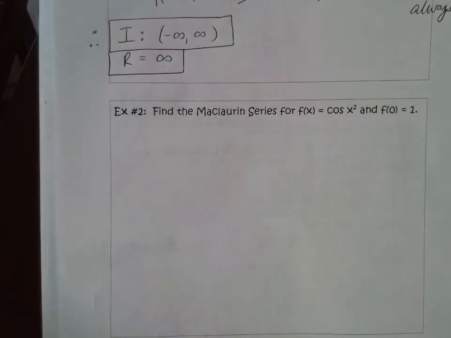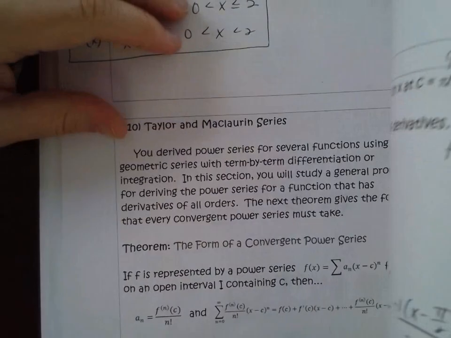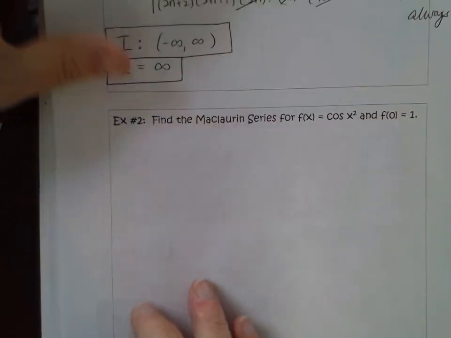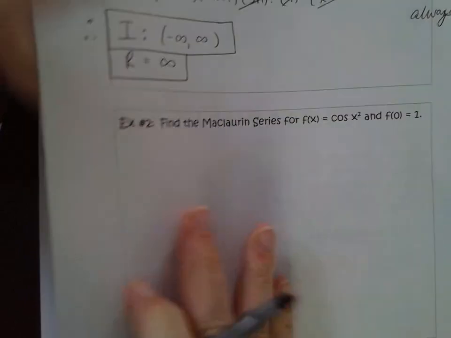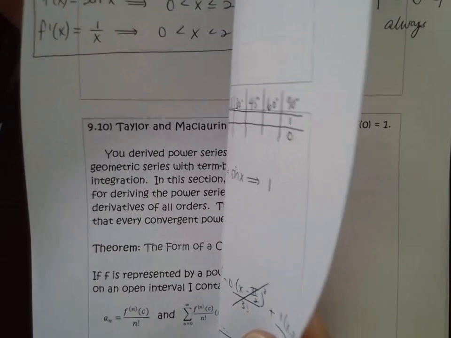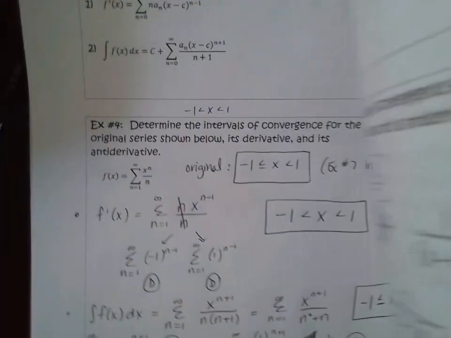Maclaurin series for the following: cosine of x squared. Okay, now it gets a little bit interesting. So here's what I do know. We just did sine. In a previous lesson, did we do cosine? That's what I want to know.